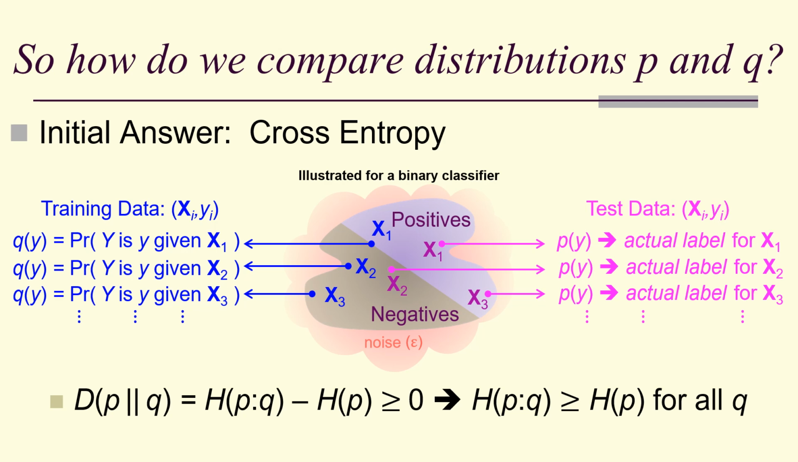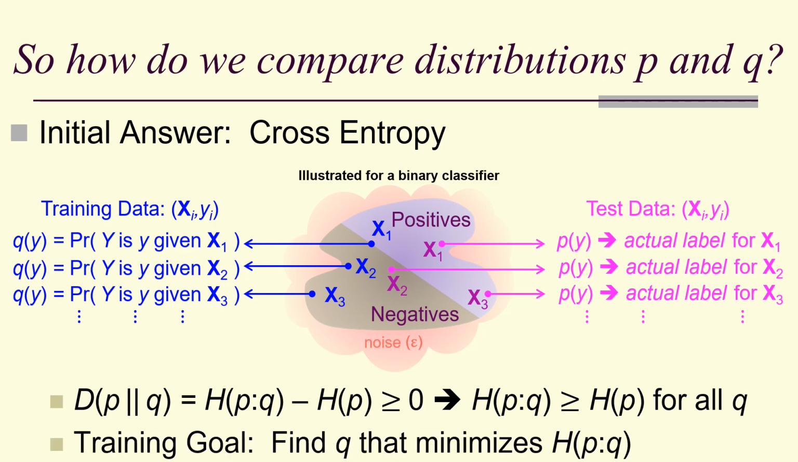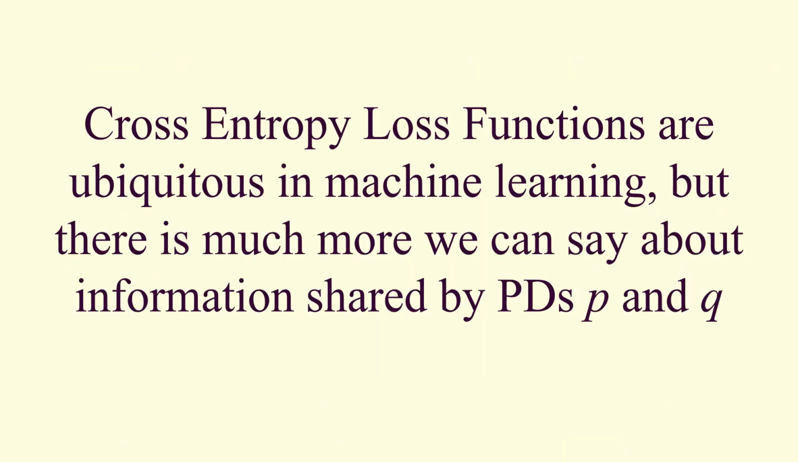Kullback-Leibler divergence being non-negative means that the cross entropy is always larger than the pure entropy, and that often gives us a training goal of finding the Q that minimizes the cross entropy, i.e. cross entropy as a loss function. Cross entropy loss functions are ubiquitous, but we need to say a lot more than just cross entropy.